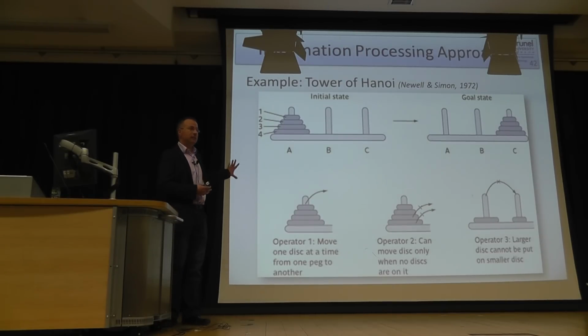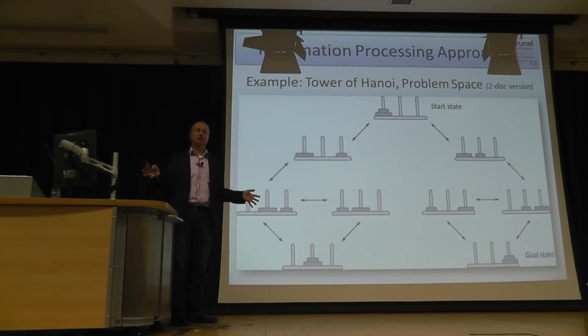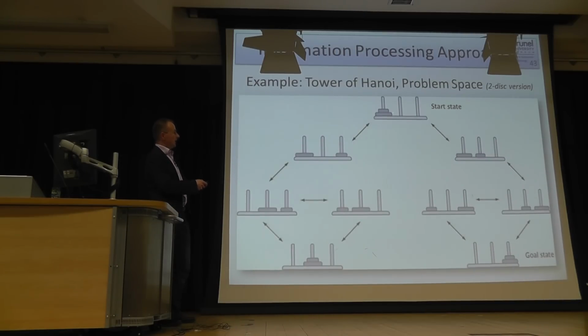Now with that set of rules and initial state and goal state, we can define and describe the problem space. This is the complete problem space for the Tower of Hanoi problem when we only have 2 discs. When we have 3 and 4 discs, it becomes increasingly more complex. So we have this as a start state, and we have these 2 potential goal states, where the discs are on the second or on the third peg.